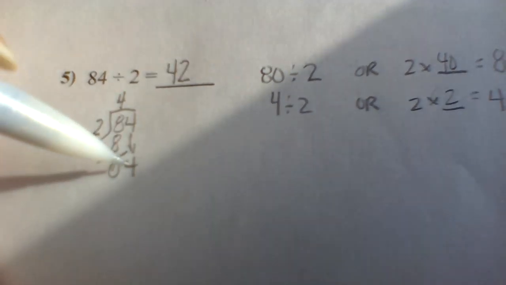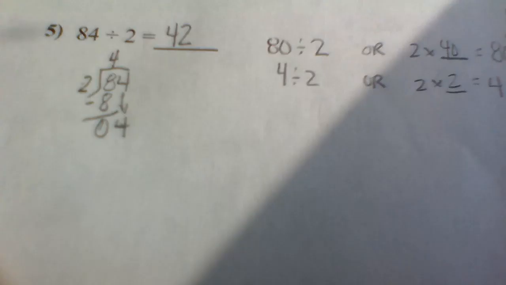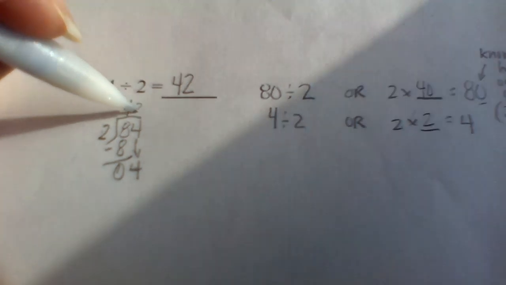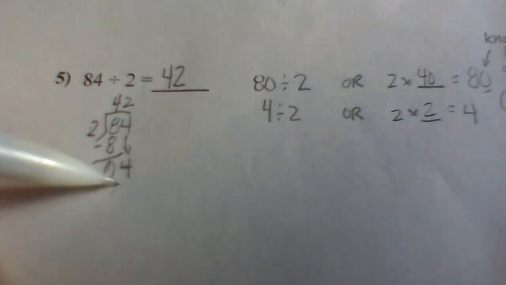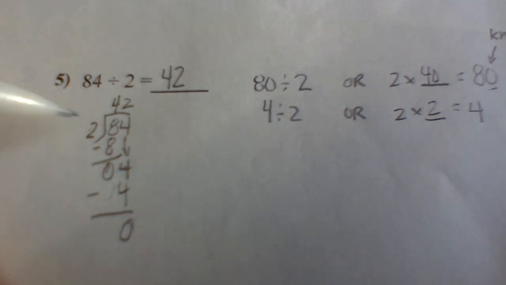If I have 4 and I'm splitting into groups of 2, I'm going to have 2. 2 times 2 gives me 4. Sorry, my pen's bad. And there's my 0. There's my final answer. Okay, let me know if you have questions.